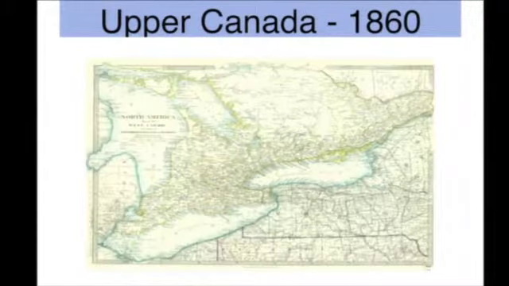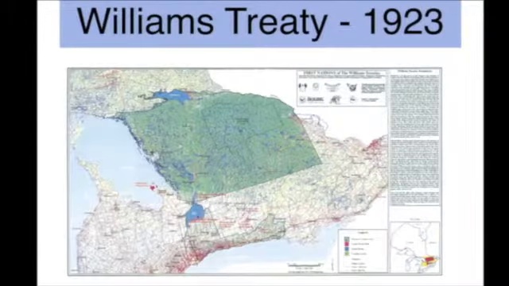1860, next map, please. Here's the level of settlement that we're seeing occur by 1860, the same decade that our people would start to grieve to the government about the loss of their traditional hunting grounds that we know as the Northern Hunting Grounds, 1860. Next map, and the Williams Treaties, 1923.